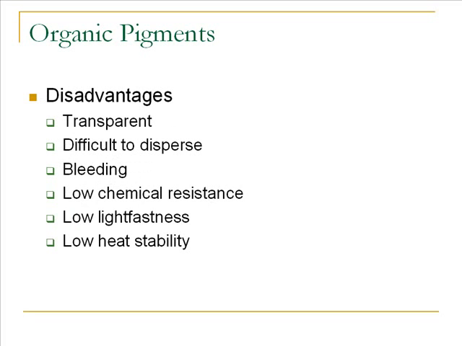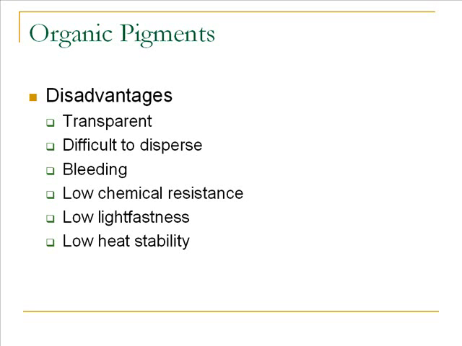Organic pigments are generally more difficult to disperse. Generally speaking, the smaller the original particle size, the harder it is to disperse. Those particles tend to want to stick together and clump up, so it's harder to break them apart. Organic pigments will bleed more than inorganic pigments, generally not as much as dyes. Your classical, regular organic pigments generally have lower chemical resistance, lower light fastness, and lower heat stability.